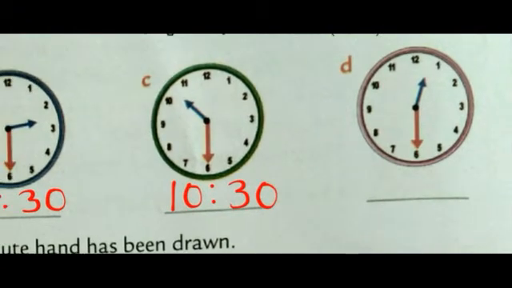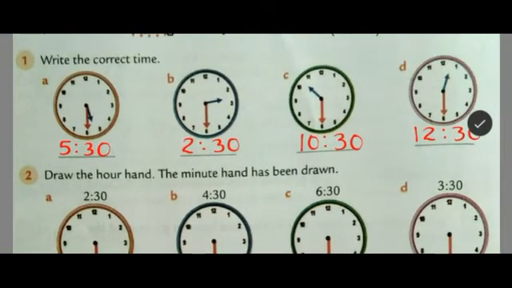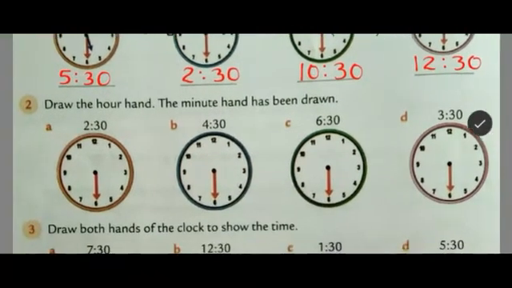Okay. Now see the next, last one. Here the hour hand is between 12 and 1. That means it is 12:30. Okay, scholars? So our first question is done now. Let's move on to the second one now.